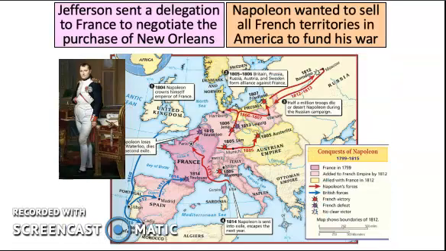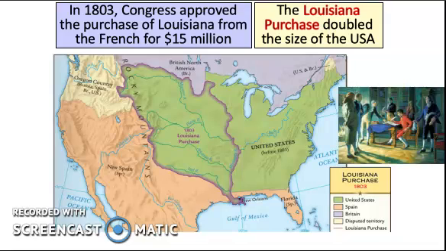So Jefferson sends a delegation to France, and he just wants to purchase the city of New Orleans. That's really all they're interested in: buy the city, get the port. But Napoleon doesn't really see it like that. As much as he would love an American empire, he realizes that he needs more money to fund his wars. And so he offers to sell the entire thing to us for the mere price of $15 million. And even in money at that time, that was a steal.